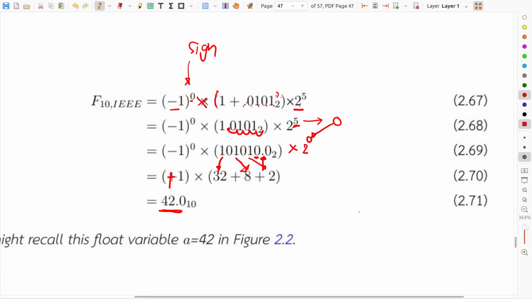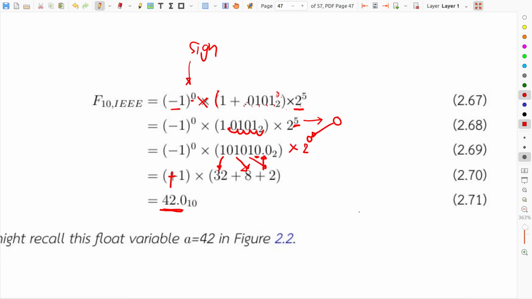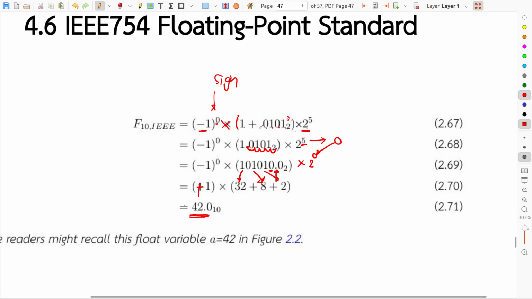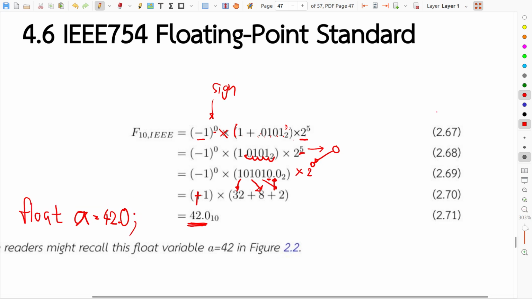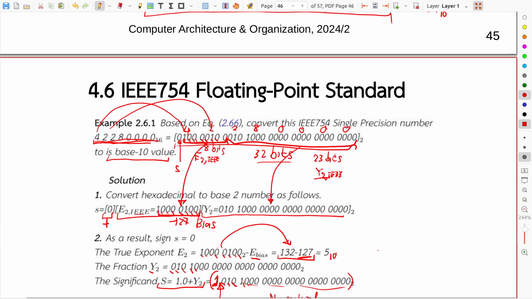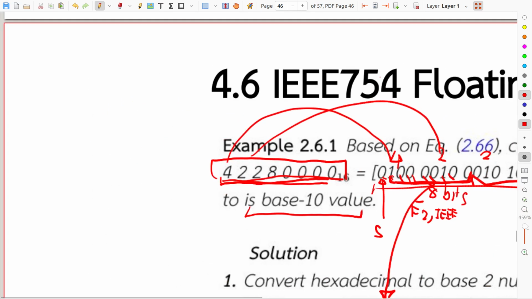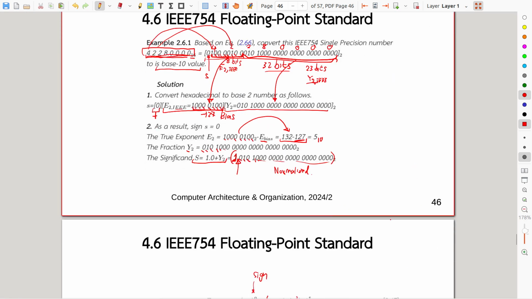If you recall, we showed you this in an example. When we declare a float variable a equals 42.0, like this, therefore a is going to be 42280000 base 16 inside the memory. Okay, inside the memory. All right.